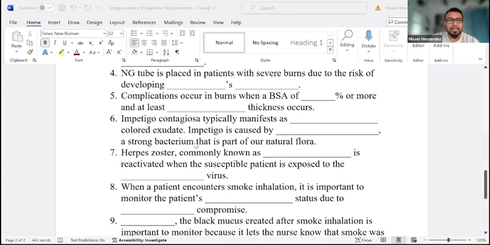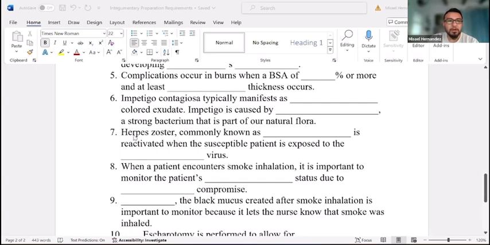Number six, impetigo contagiosa typically manifests as blank colored exudate. Impetigo is caused by blank, a strong bacterium that is part of our natural flora. Number seven, herpes zoster, commonly known as blank, is reactivated when the susceptible patient is exposed to the blank virus.